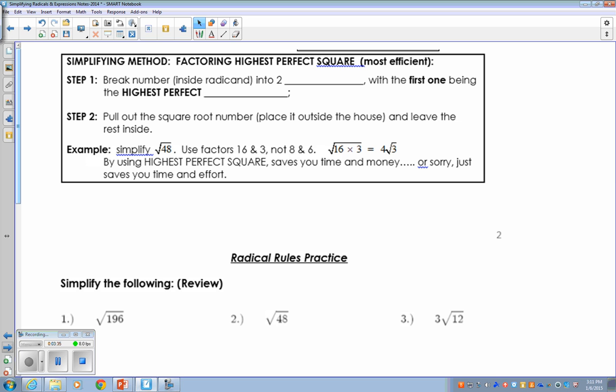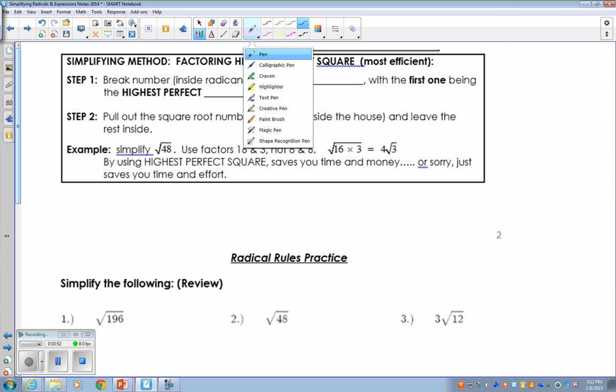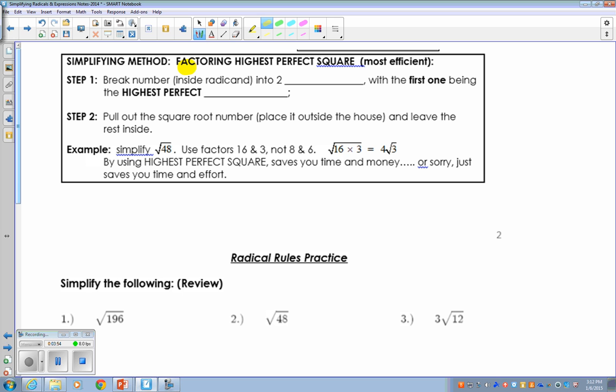I know this is part at the bottom of your page. The method we're going to use to simplify, and I know there's another method, which I'm only going to address if you know it and want to master it, will be factoring the highest perfect square. This is the most efficient method.